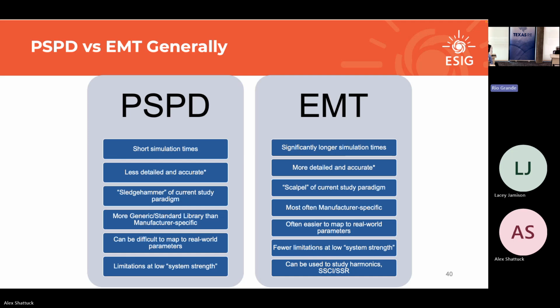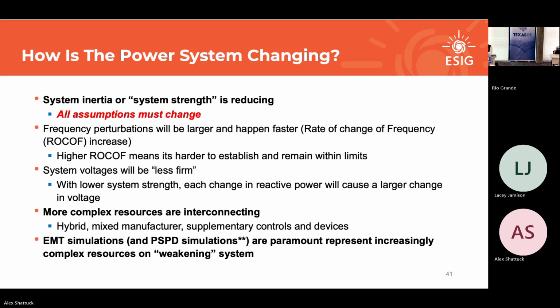As the system gets weaker and we do more radial interconnections, there's probably a lot of us who have done and continue to do studies at an SCR of 1.5 in PSSE with a generic model, and those are three things you should never do together. But it's just what we do. It's how the paradigm is set up. So it's very important that at low system strength, special cases, areas with harmonics or series compensated lines, things like that, EMT is the tool to solve the special case studies that we talk about tomorrow and Wednesday in a lot of detail.